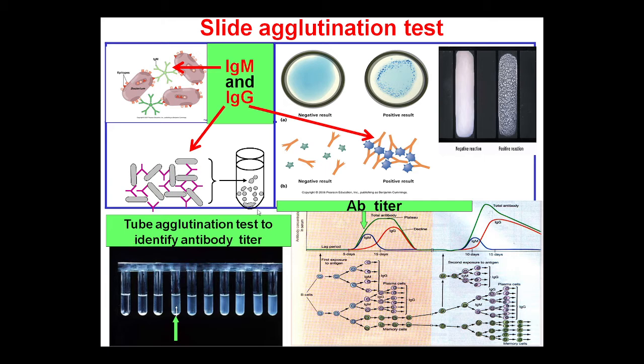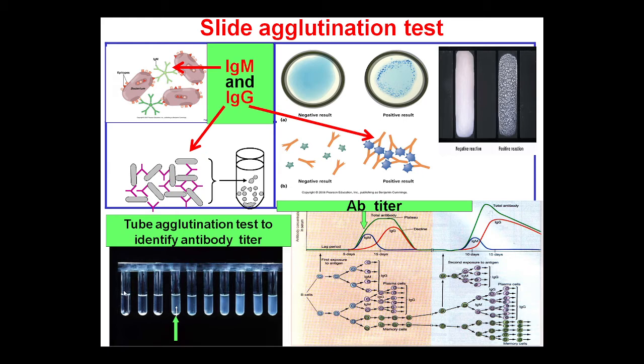Lower is the tube agglutination test. This is the Vidal reaction. This reaction is directed to finding and measuring the concentration of anti-salmonella antibodies. What do you see here?